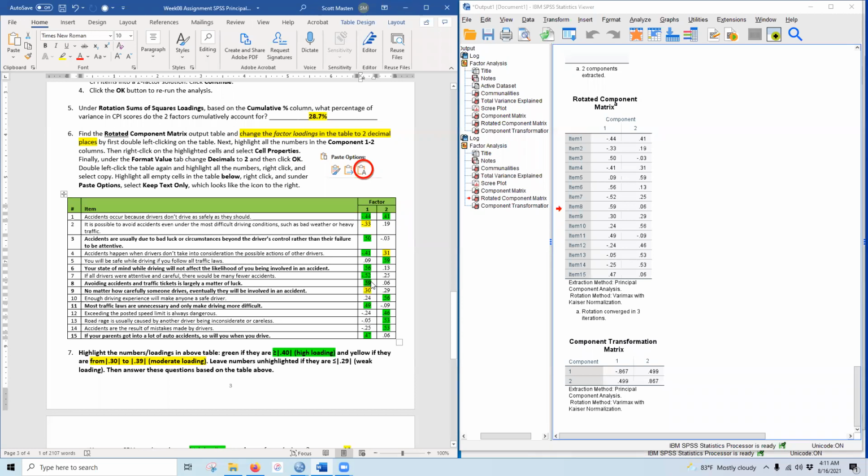Next strongest item is 0.56, right? You'll be safe while driving if you follow all laws. Okay, so you got luck. And then you got, oh no, I'm sorry, it's your state of mind while driving will not affect. Aha, so that means, again, you don't have control over it. So right here, it was just luck. Here, your state of mind while driving will not affect your likelihood means, again, you're sort of up to chance.